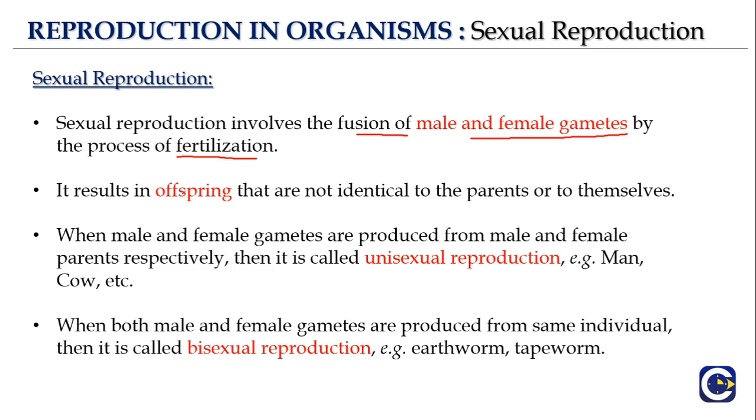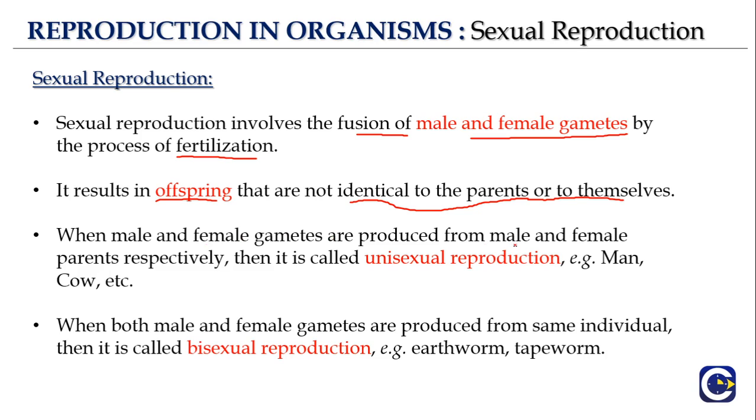So, this process of fertilization results in offspring that are not identical to the parents or to themselves. They are similar but not identical. In the last part, we discussed asexual reproduction and saw fission, where the daughter products are exact copies and are called clones. However, in sexual reproduction, the offspring are not identical to the parents or to themselves.